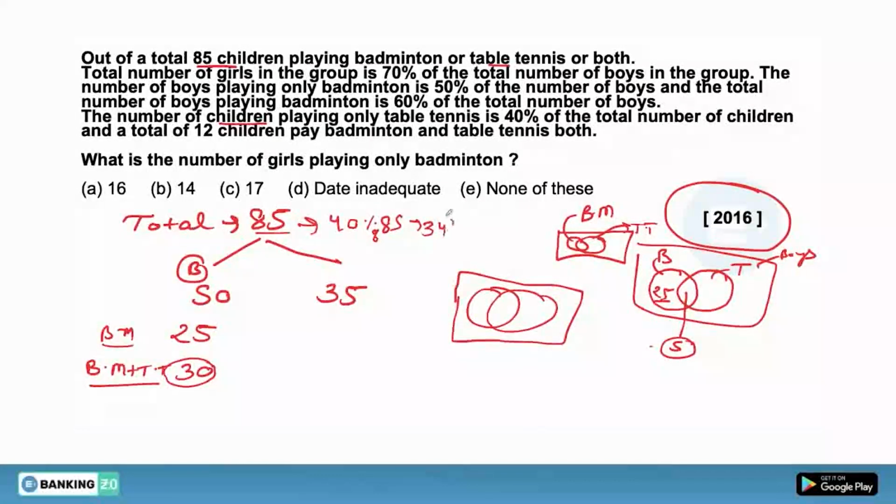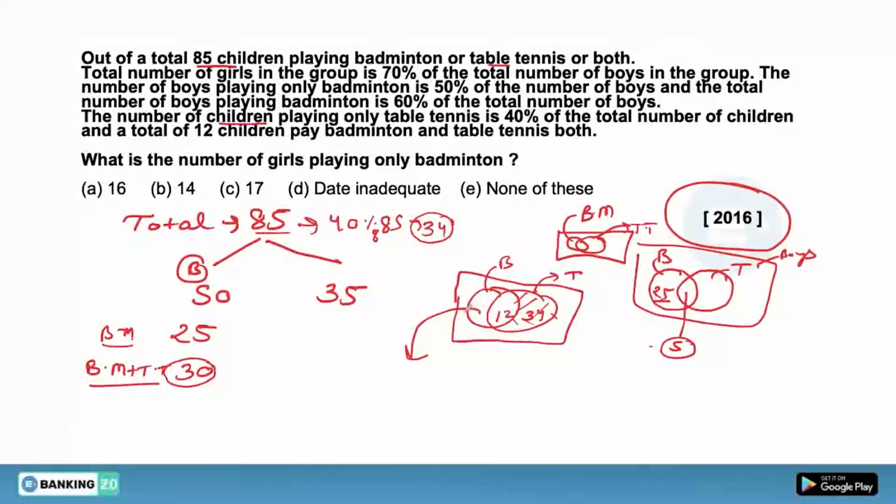This means if I take it as badminton and this as table tennis, I am told that 34 candidates play just TT only. So only this value is 34. Now we are told that a total of 12 children play both badminton and table tennis. This means this value is 12, isn't it? Now this value is telling me that the children who will play only badminton would be what?